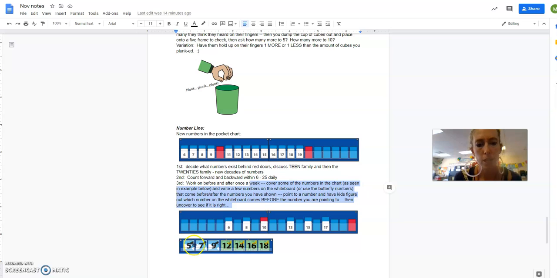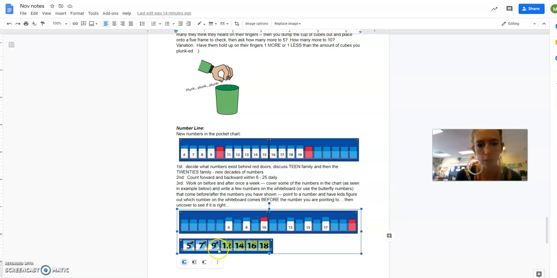And then you could take out your butterfly numbers, or you could just write these numbers on the whiteboard. You would write out whatever numbers come before or after the numbers you have shown. So if this is what I had shown, I'd ask the kids, okay, I would point to like the number 6 and say, what is this number? 6. Okay, it is 6. I want to know which number comes before 6. Look at my numbers I have up on the whiteboard, whether you write them or whether you use your butterfly numbers. One of these numbers comes before 6. What are you thinking it is?